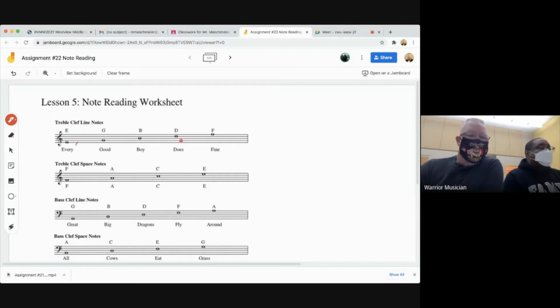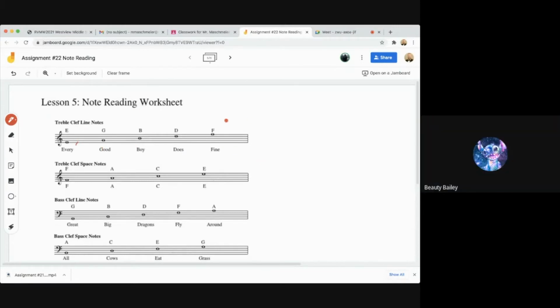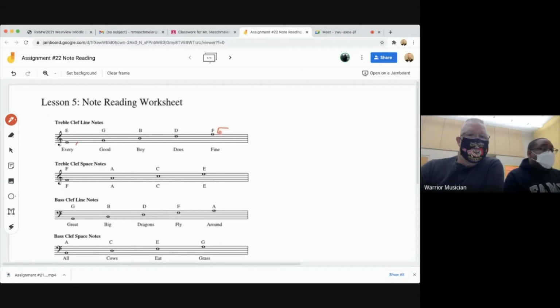Very important that you understand where line 1 is and where line 5 is. So who can tell me what note is on line 5 for the treble clef? Give me the letter. Very good, correct. The top line in the staff of the treble clef will be an F. That means you can fill them in between: G is on 2, B is on 3, D is on 4.